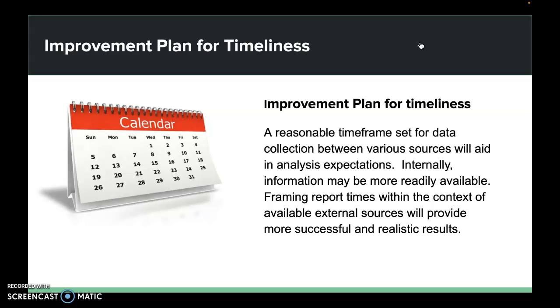So the improvement plan for this, a reasonable time frame set for data collection between various sources, will aid in analysis expectations. Internally, information may be more readily available. Framing report times within the context of available external sources will provide more successful and realistic results in the long run.